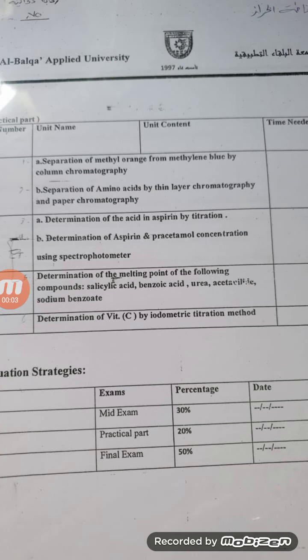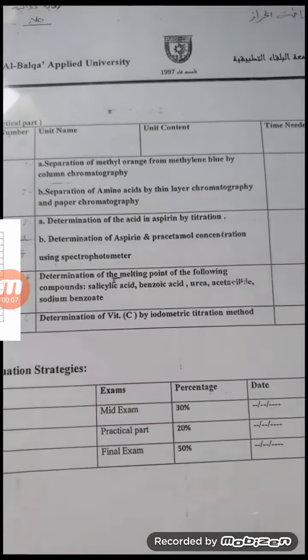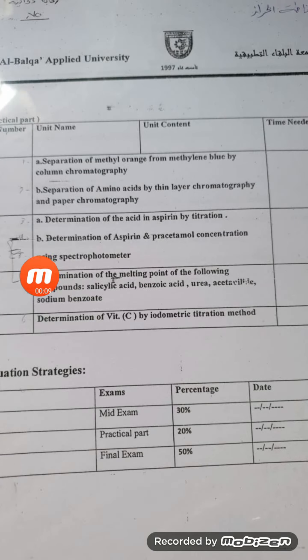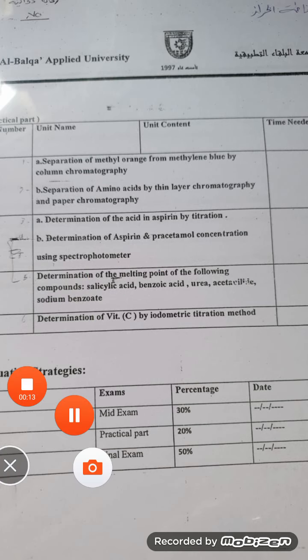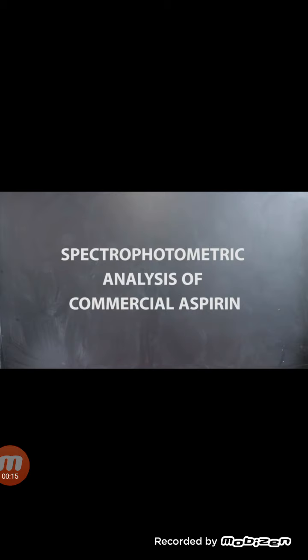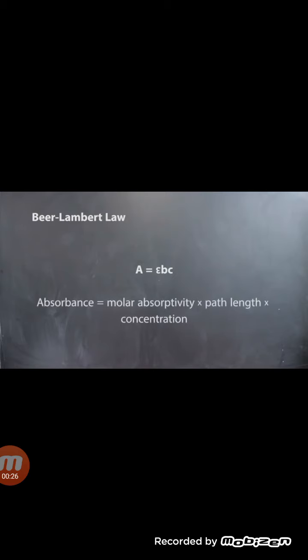Okay. Experiment 4, determination of aspirin and paracetamol concentration using spectrophotometer. Spectrophotometric analysis of commercial aspirin. The Beer-Lambert law provides the mathematical correlation between absorbance and concentration. It is usually stated as absorbance is equal to molar absorptivity times path length times concentration.